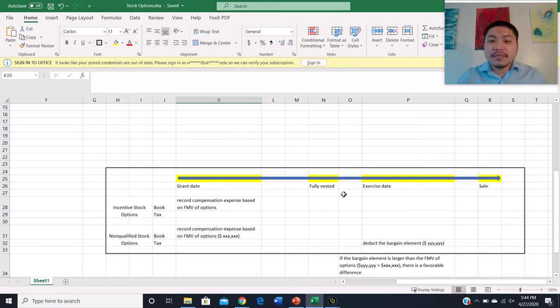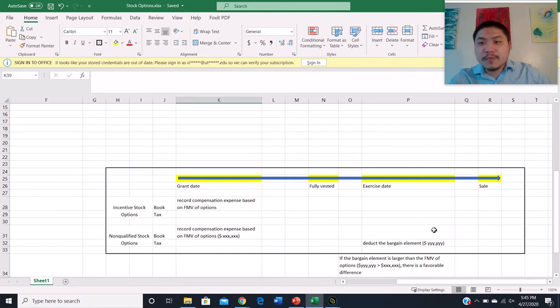So after the option is fully vested, if the employees, the holders of the option, decide to exercise the options, then they can go out and buy the stock for the predetermined price. So as we already mentioned last time, on the day of the exercise date, if the market price of the stock is higher than the exercise price, then the difference between the two prices is going to be the bargain element, right?